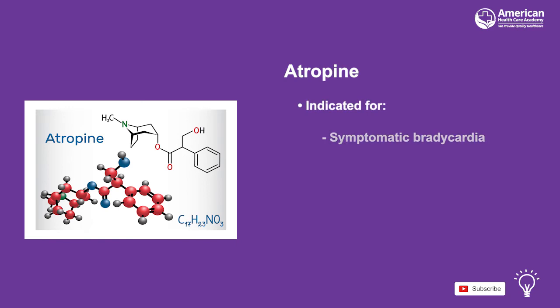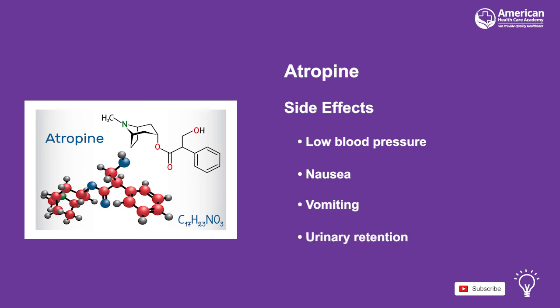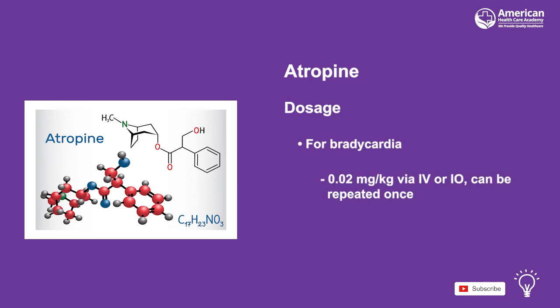Atropine is a drug indicated for symptomatic bradycardia, toxins or overdose, and rapid sequence intubation. Some side effects may be headache, dizziness, blurred vision, tachycardia, low blood pressure, nausea, vomiting, urinary retention, rash, and dry skin. The dosage for bradycardia is 0.02 milligrams per kilogram via IV or IO route, and this dose can be repeated once, or it may be administered via endotracheal method at a dose of 0.04 to 0.05 milligrams per kilogram.